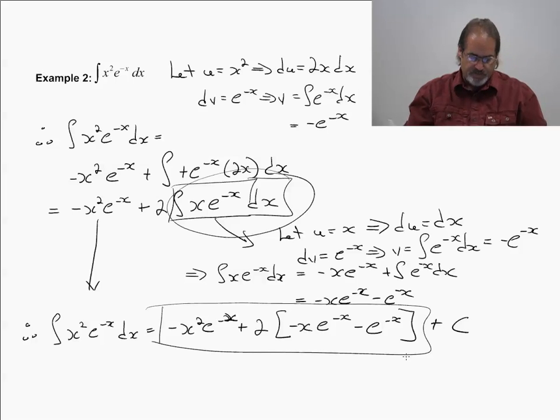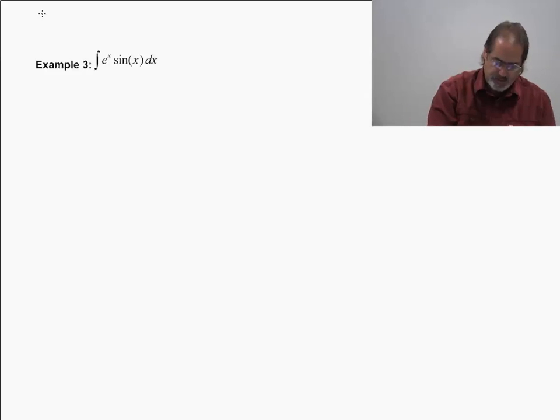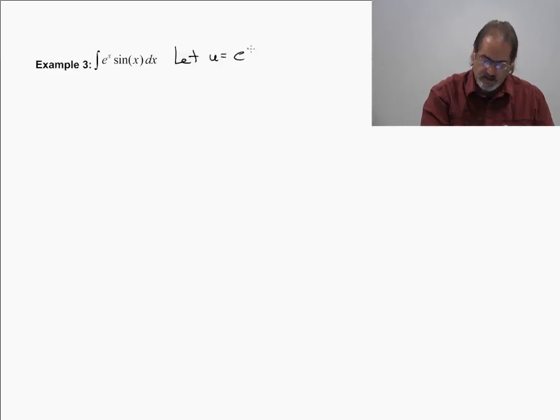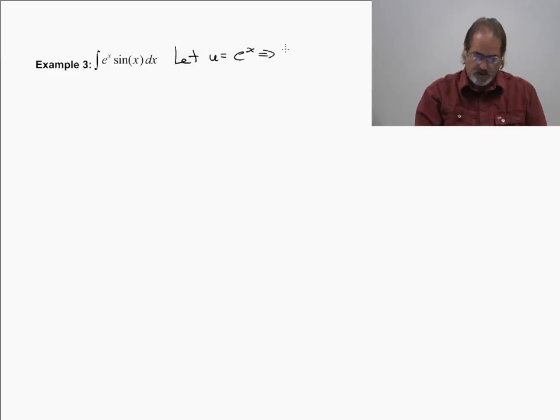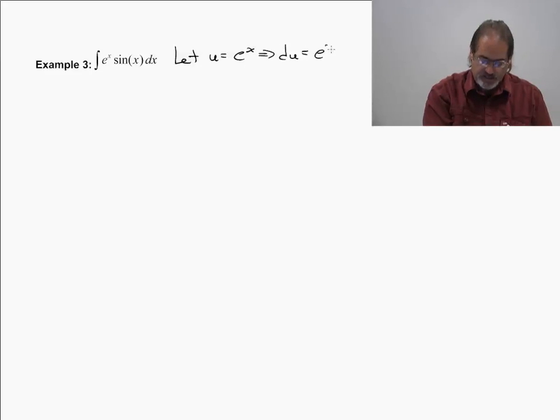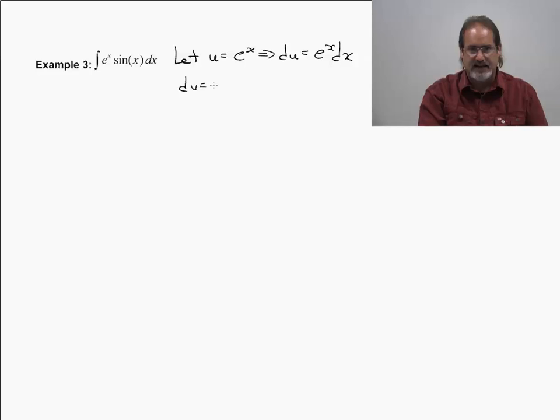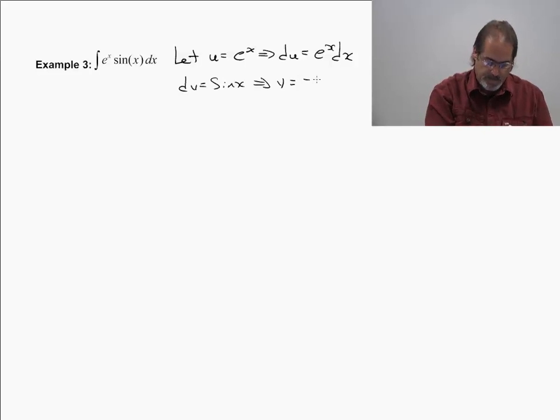How about e to the x sine x? Now here, I'm going to let u equal e to the x. That means that du equals e to the x dx. And then that would imply that dv is sine x, which implies that v, if I integrate sine x, I'll get negative cosine of x. So let's put the pieces together.